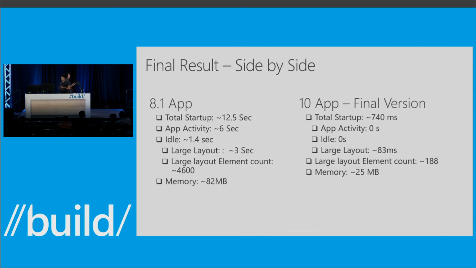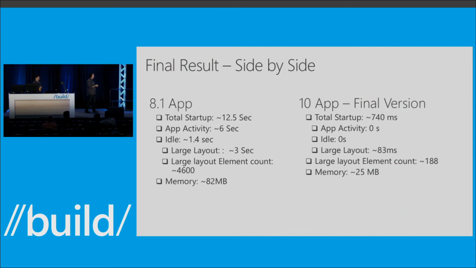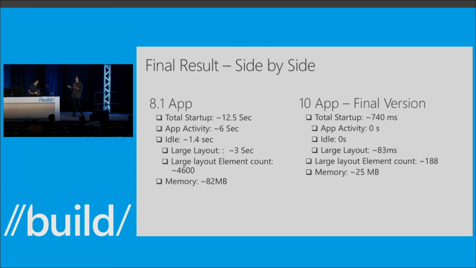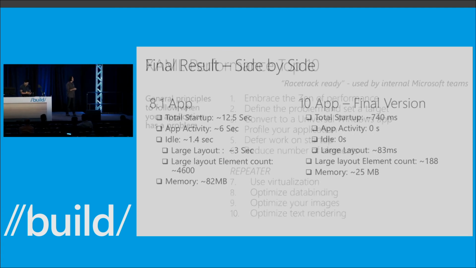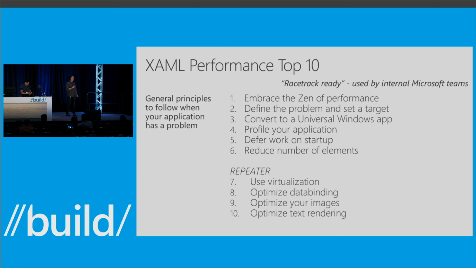OK, so here's the final before and after. This is where we started and where we got to. So big thanks to Kiran for finally code reviewing my app. So here's the top 10 again. When you run into a performance problem, please use this. Please apply the techniques we showed you. Who knows what will be the problem in your app, but you go through the whole top 10. I guarantee the performance of your app will improve.